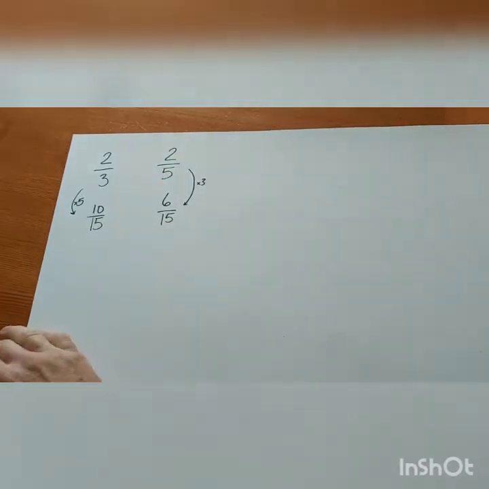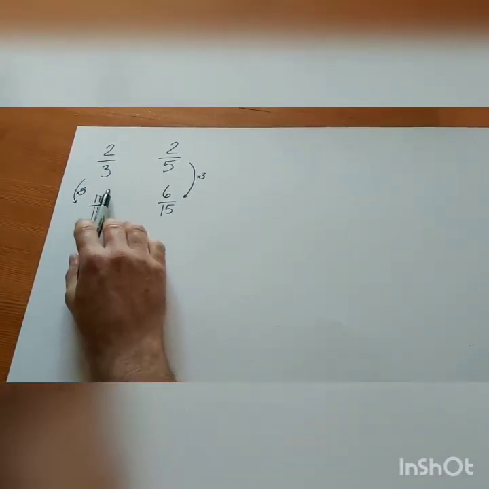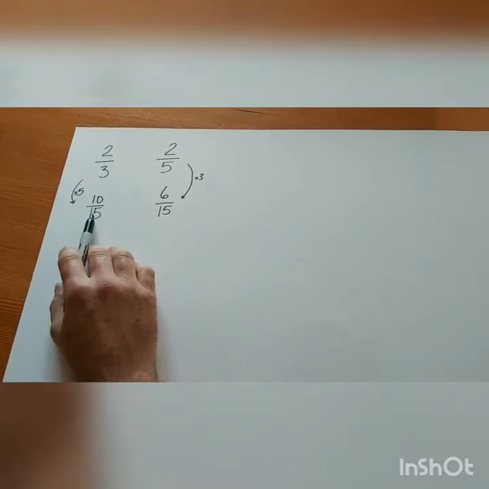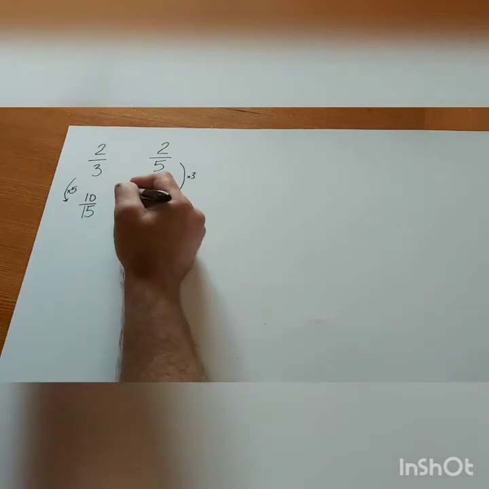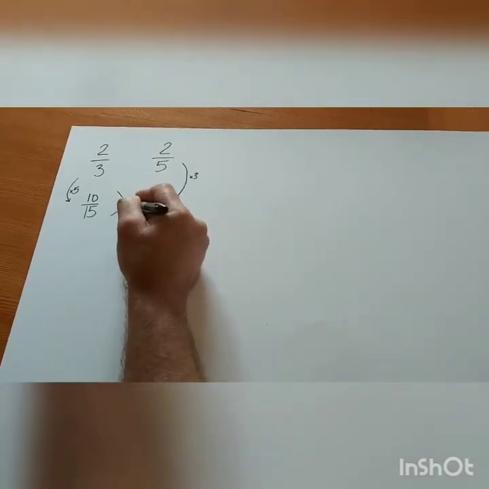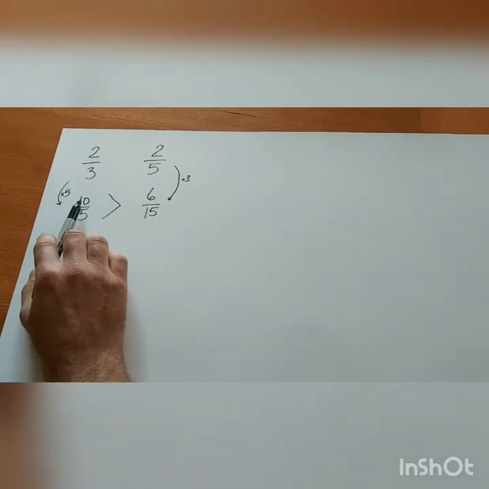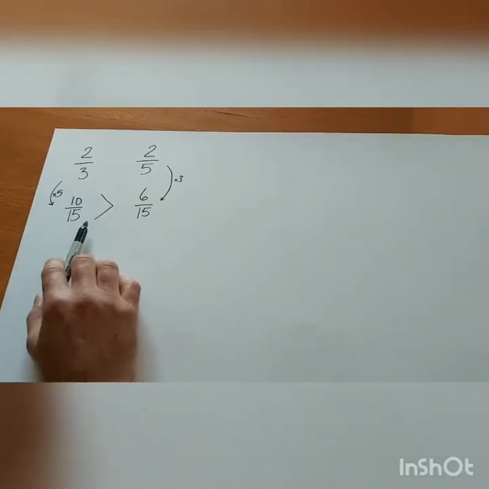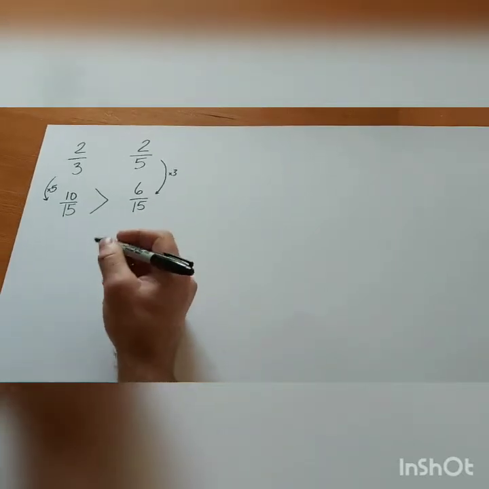That gives us 6. Now we can see that the fraction on the left is 10 out of 15, while the fraction on the right is 6 out of 15. We use this symbol to denote greater than. So I would write the answer as 10 out of 15 is greater than 6 out of 15. I'll show you another example.